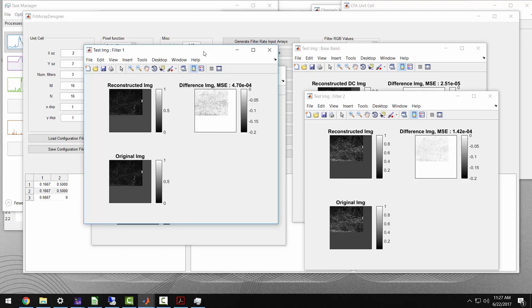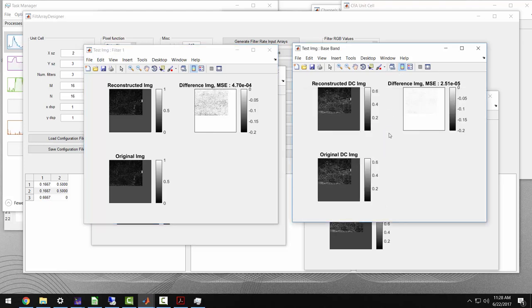So here we can see a reconstructed image. And you get your mean squared error. And then here is the DC or luminance channel of three types.